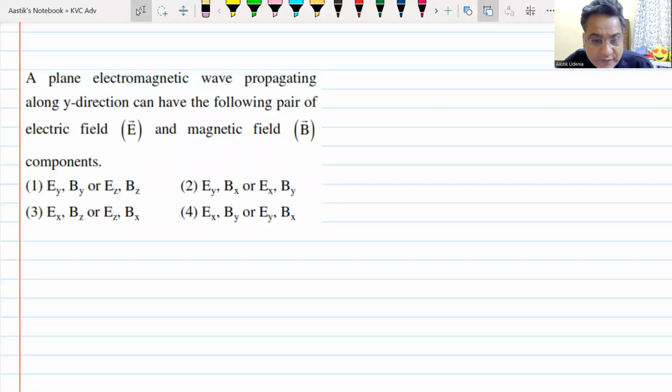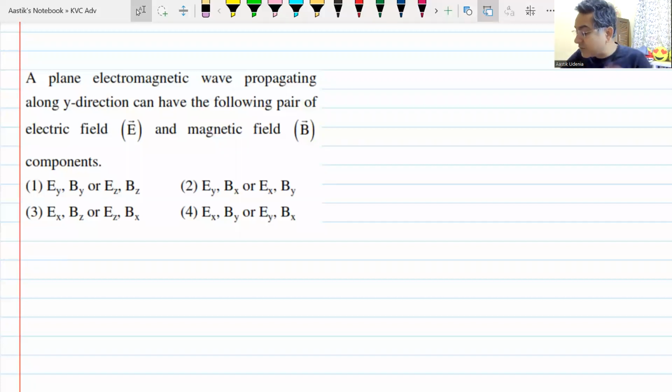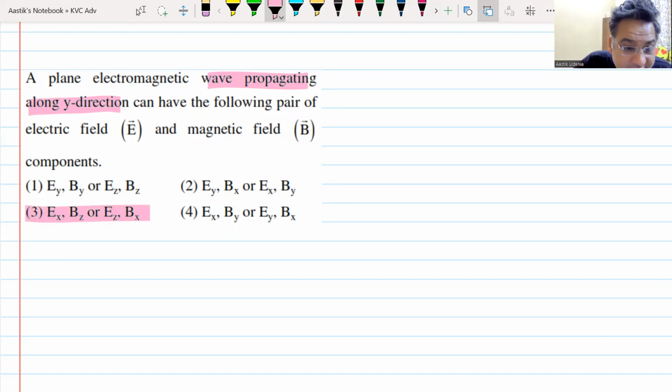A plane electromagnetic wave propagating along Y can have the following pair of electric and magnetic field. Sir, it is option 3. Yes, sir, because the wave is along Y, so electric field and magnetic field have to be along X or Z. There's only one option which shows that, and that, my dear friends, is the correct answer. Well done.